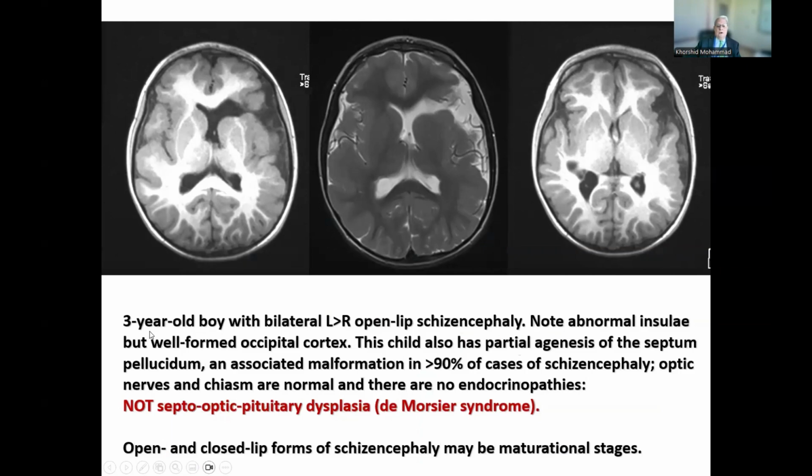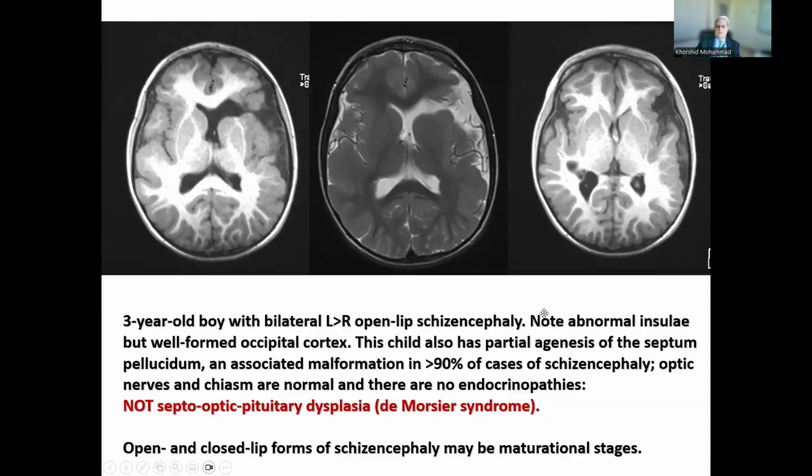Here's a 3-year-old boy with bilateral, left more than right, schizencephaly. And you can see that the operculum is widely open, and it's open on both sides, more on the left. You can see that in all of these views. And whenever you have schizencephaly, the cortex in the depth of the fissure is always polymicrogyric.